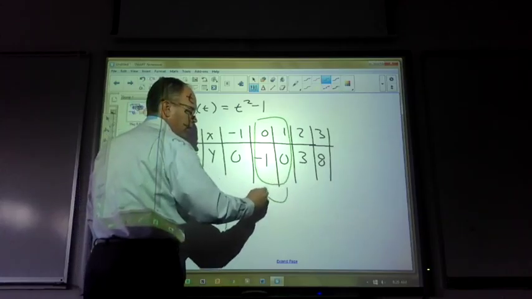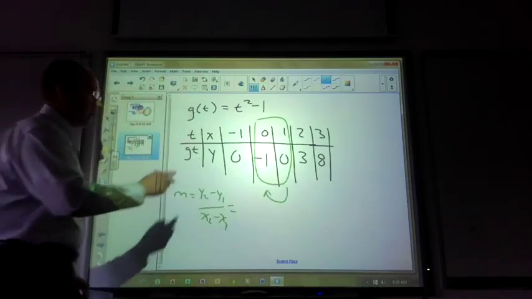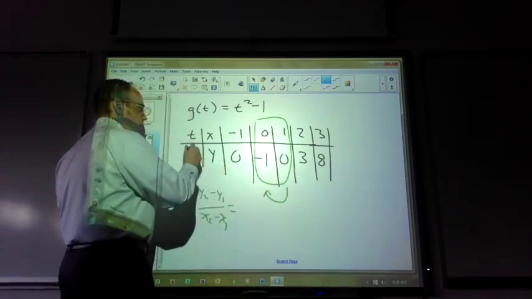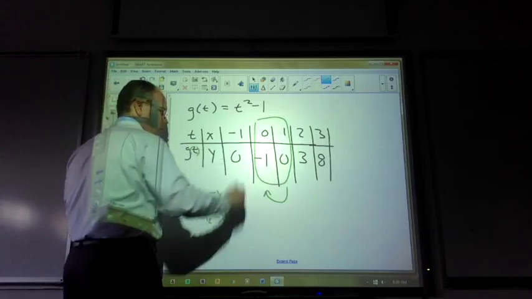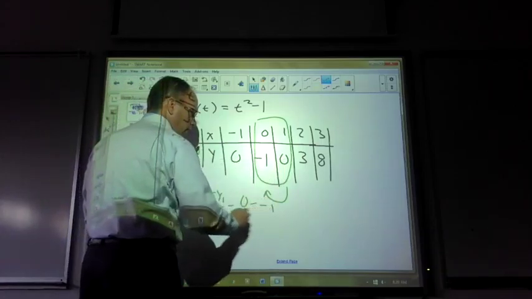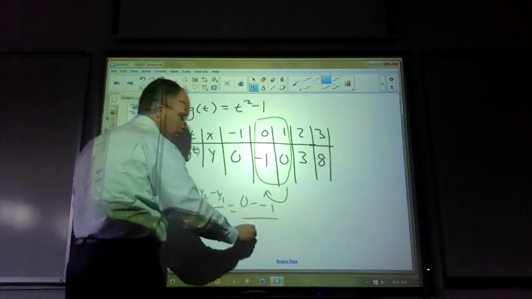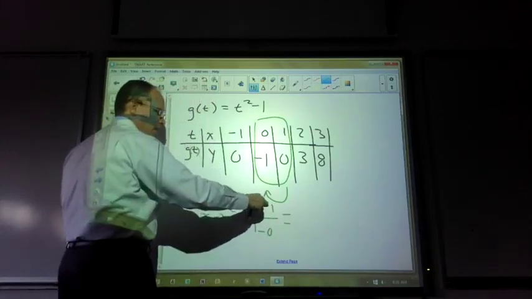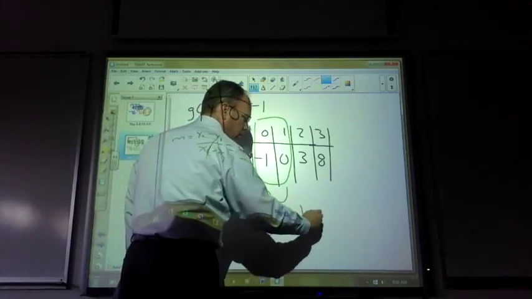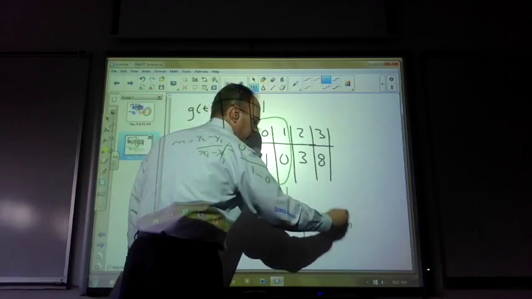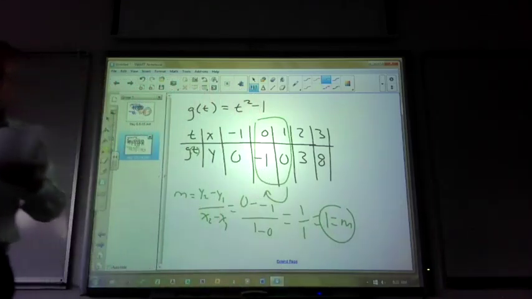So I'm going to put the arrows this way. That's the way we'll go. Okay? 0 minus 1, 1 minus 0. That's positive 1, 1 over 1, which is 1, is m. That's our average rate of change there.